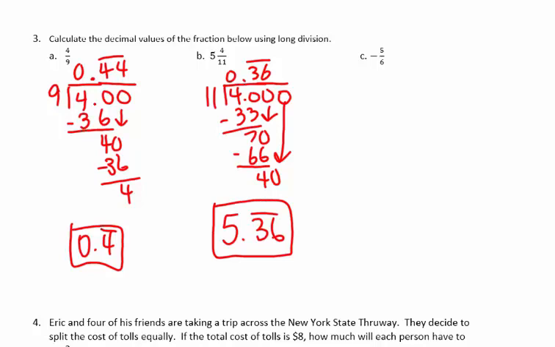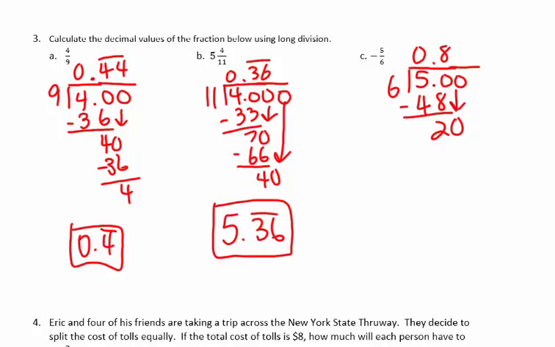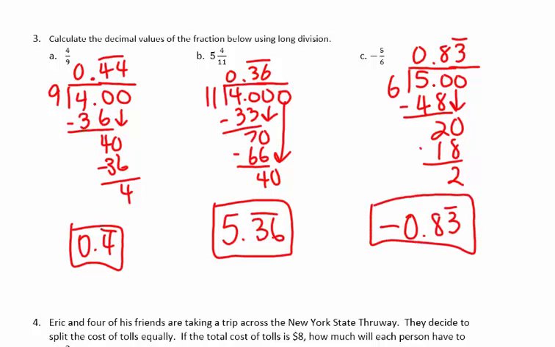Letter C, 5 goes inside the box. Add a couple zeros, bring it up. 6 into 5 is nothing. 6 into 50 is 8. 8 times 6 is 48. Knowing your math facts here will be very advantageous. 6 into 20 is 3 times. 3 times 6 is 18. And now I notice it's going to start repeating. But only the 3 repeats here, not the 8. So I only put the bar over the 3. And it's a negative number to start, so make sure that you put the negative out in front of the decimal. So negative 0.83 with only the 3 repeating.